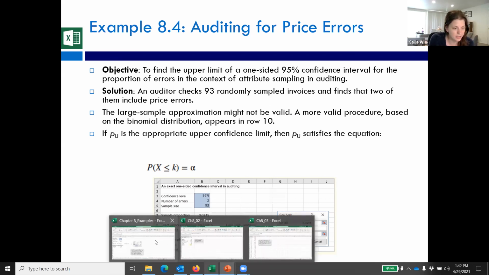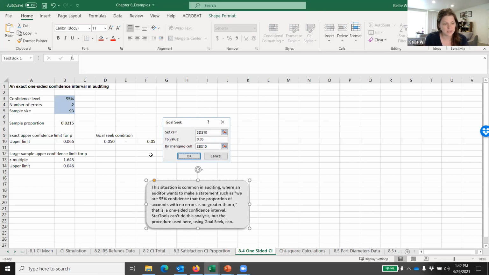There is no nice way, and this is just so that you know, there's no great way to do a one-sided confidence interval in Excel without using StatTools, which we're not going to go into right now. So they came up with a workaround for this using Goal Seek. They took the confidence level, the number of errors and the sample size, and found the sample proportion, which is 2 out of 93. And they just want to know the upper confidence limit. So they're taking the lower confidence limit as zero, zero to what's the upper limit of errors that I'm going to see. So that's what makes it one-tailed.